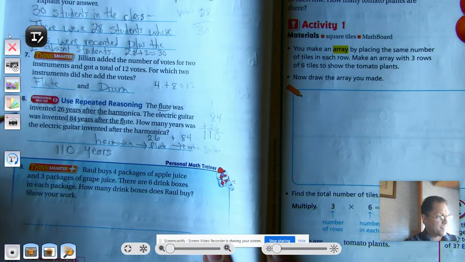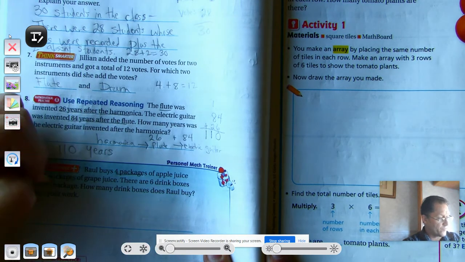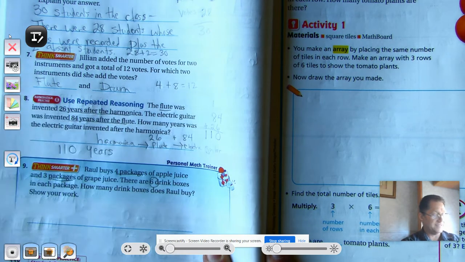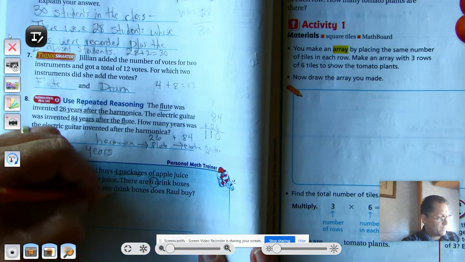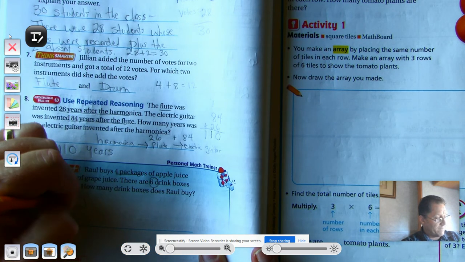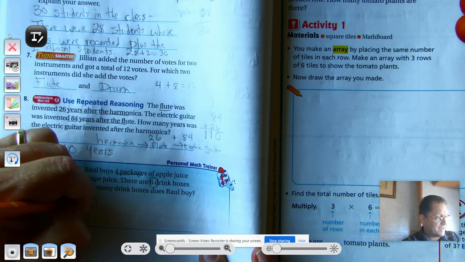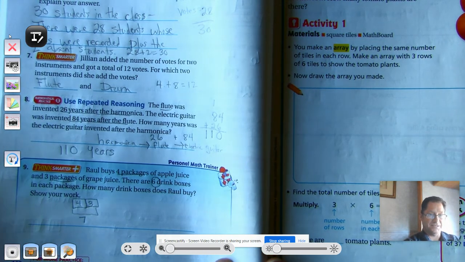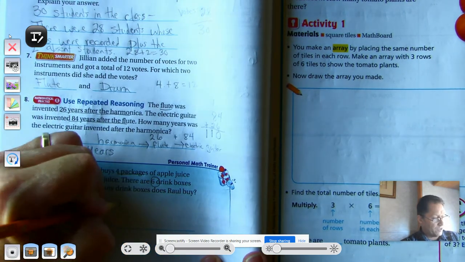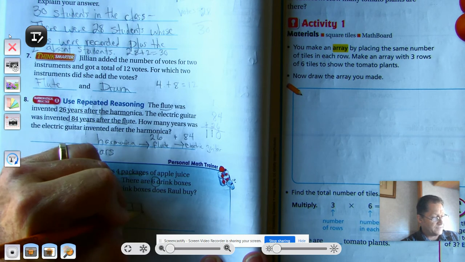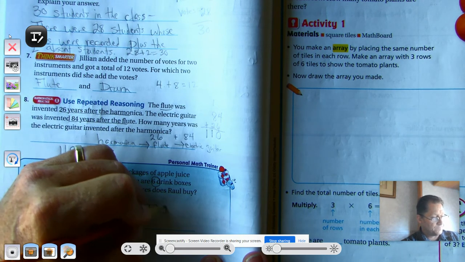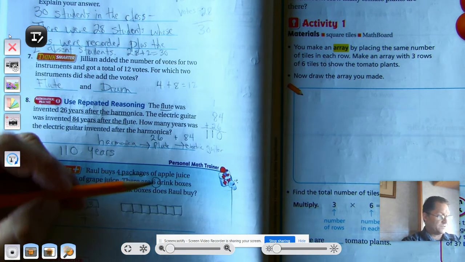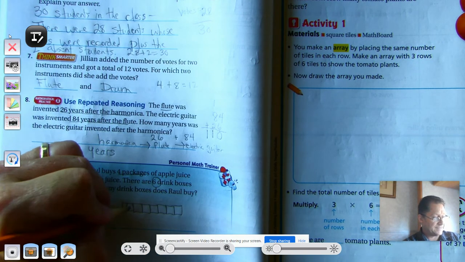All right, so 4 packages, 3 packages, and regardless of the juice, there are 6 boxes in each package. So we have 4 packages and 3 packages. So how many packages did Raul buy? He bought 7 packages. And in every package, there are 6 drink boxes. Okay, so 7 packages. Every package has 6.